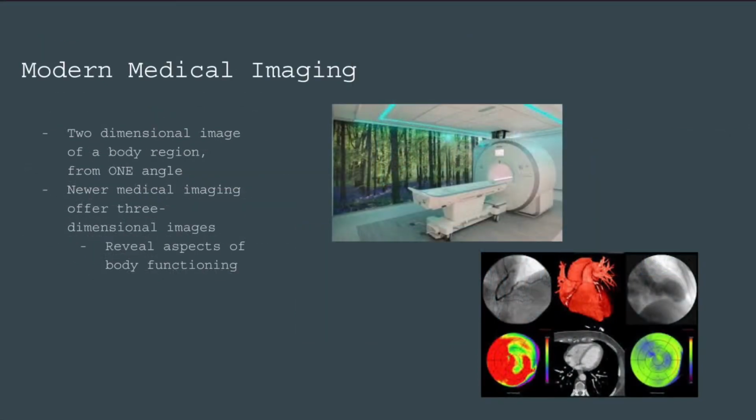Modern medical imaging is a two-dimensional image of a body region from one angle. Newer medical imaging offers three-dimensional images, unlike the modern version, and it reveals aspects of body functions.